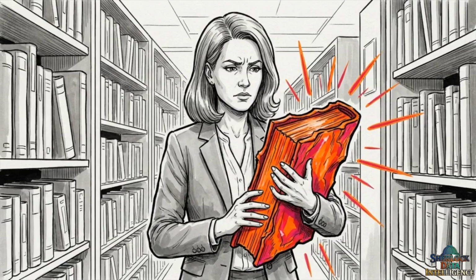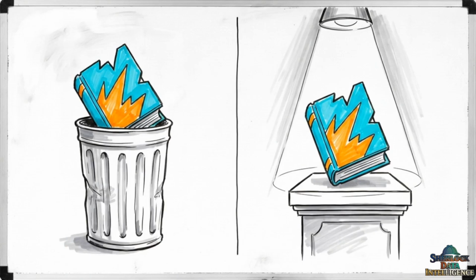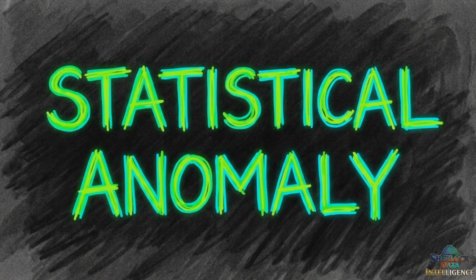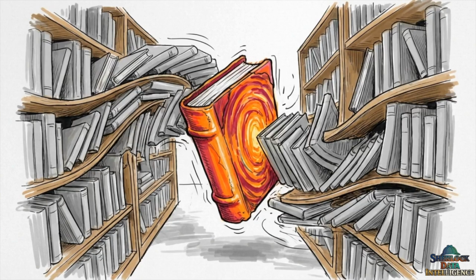When you find a piece of information this abnormal, you face a dilemma. Is this a mistake that needs to be thrown in the trash, or is it the most important thing on the shelf? In data science, this disruptive element is called an outlier, and how an analyst handles it dictates whether a predictive model succeeds or fails catastrophically.